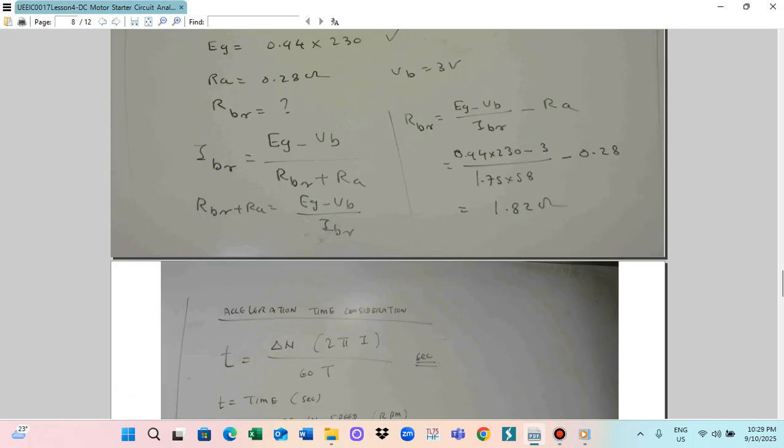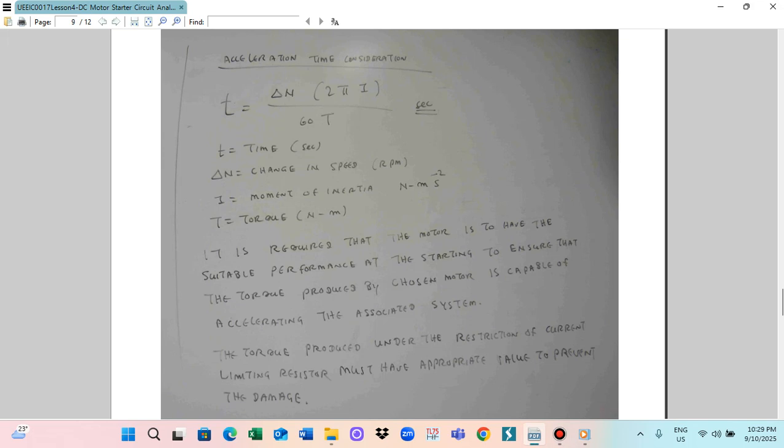And delta N, the change in speed. The unit will be the RPM. And also the I, the moment of inertia. The unit will be the Newton meter second square. T is a torque, Newton meter.